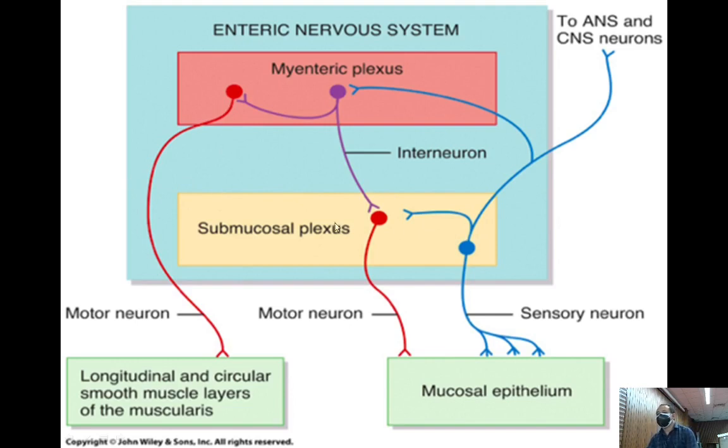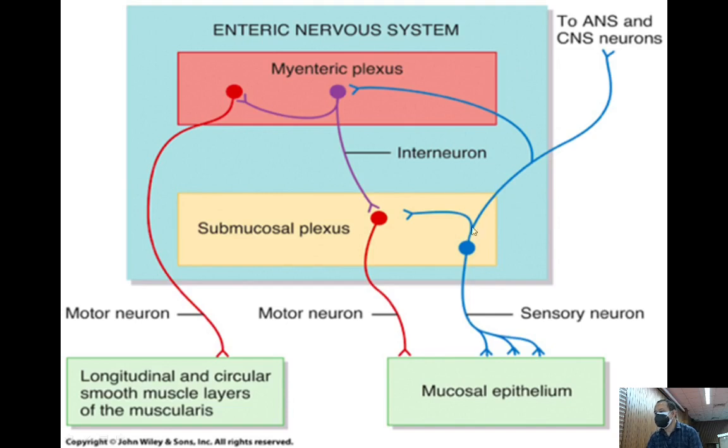When you look at the submucosal plexus, you'll find that it controls the mucosal epithelium, which contains blood vessels, glands, and lymphatics. It controls the submucosa and the mucosal epithelium. It is therefore important in regulating the flow of blood, and also in regulating the secretion of glands. This is how the gut is regulated by this system.